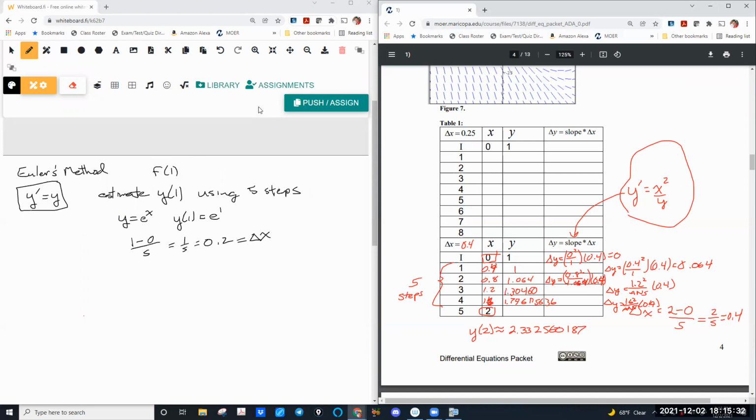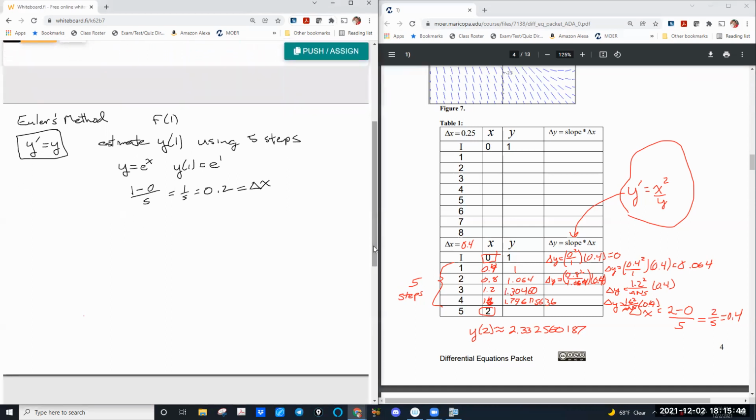So sometime between now and next week, try an Euler's method problem. It could be one from the worksheet, it could be one from the homework. See how it goes, and that way you have time if you have questions. All right. Now, let's talk.